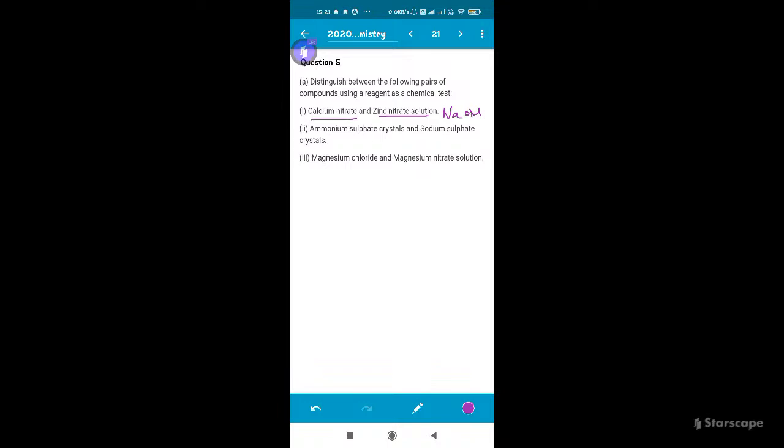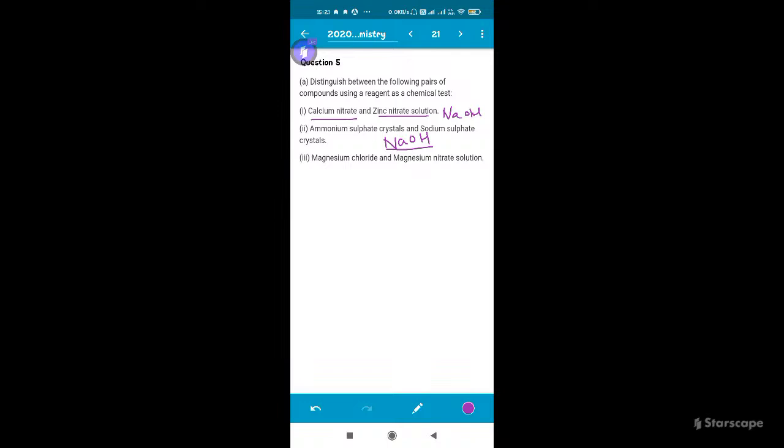Your next question is ammonium sulfate crystals and sodium sulfate crystals. This is also directly from the chapter analytical chemistry. If we put NaOH solution into ammonium sulfate, a pungent smelling gas, that is ammonia, will be released. But no observation occurs when NaOH is added to sodium sulfate crystals or sodium sulfate solution. So NaOH is the reagent once again which you can use to differentiate between these two compounds.